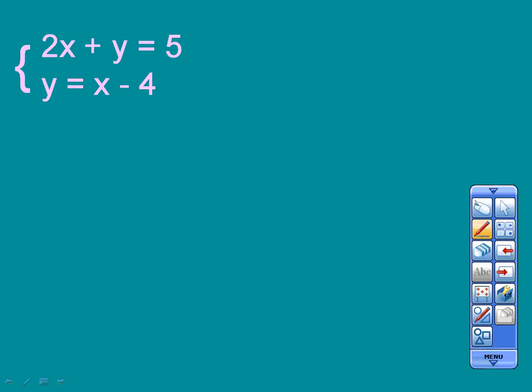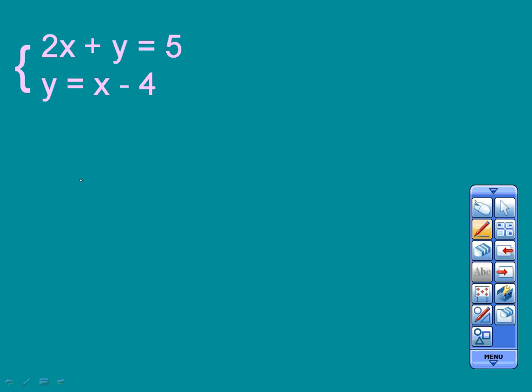Okay, next one. Do I have one variable by itself? You have the y, right? So I'm going to substitute what y is equal to, so let's put a box around it, and substitute it for y here. Since these are equal, y is equal to x minus 4. So I'm going to do 2x plus x minus 4 equals 5. Everything else about that equation stayed the same. We just substituted in what y was equal to.